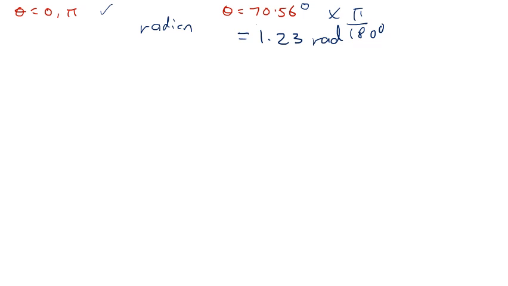So therefore, when we combine all the angles together, the angles would be 0, 1.23 radians, and also pi radians. So that's the answer for this question.